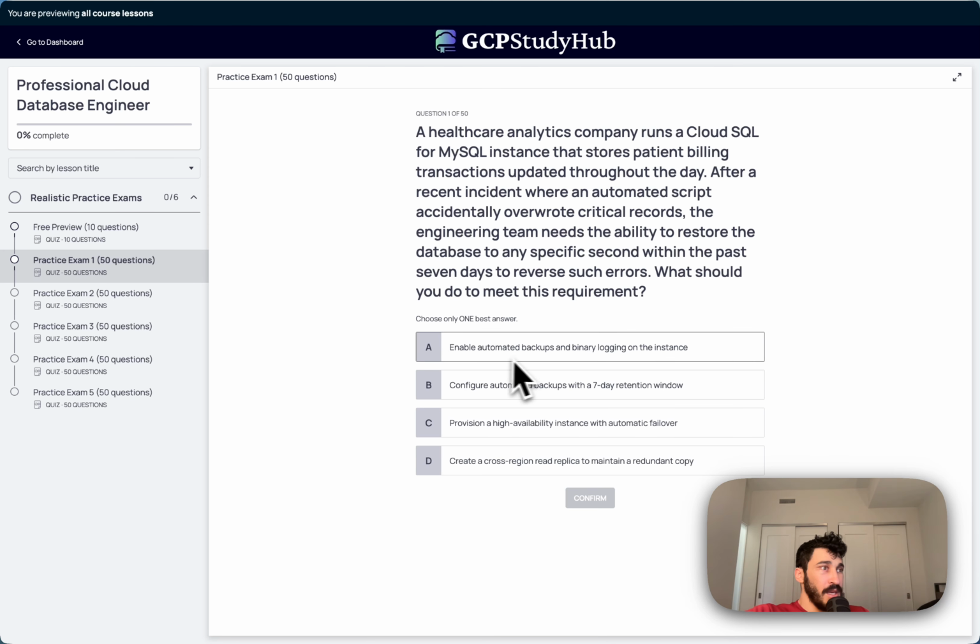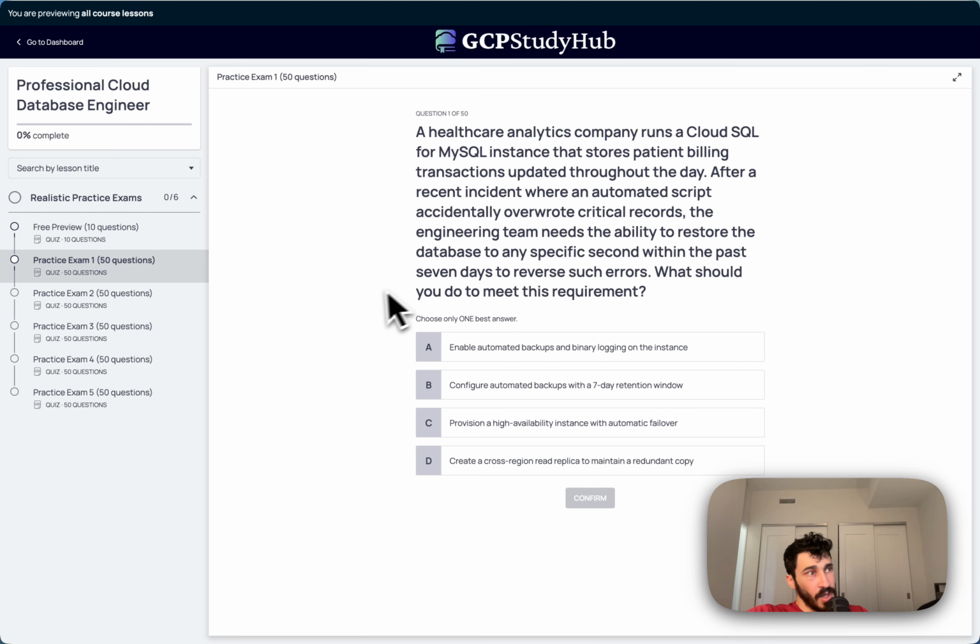Option A, enable automated backups and binary logging on the instance. Option B, configure automated backups with a 7-day retention window. Option C, provision a high availability instance with automatic failover. And option D, create a cross-region read replica to maintain a redundant copy.